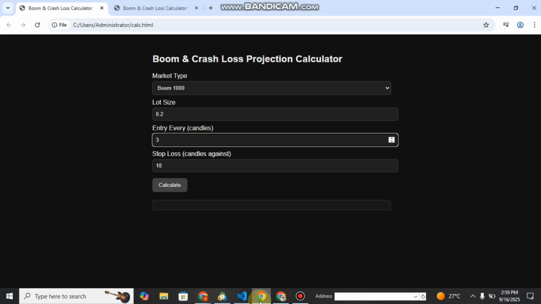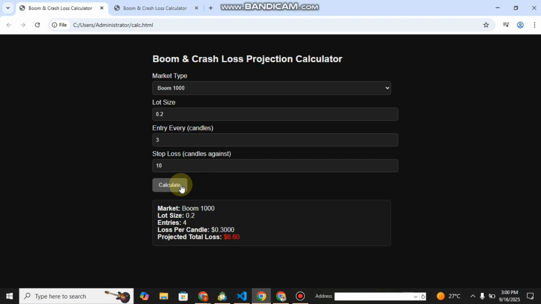So let's say it's 0.2. After every 3 candles, I'm adding a position, and the stop loss is 10. And then I calculate how much money I will have lost. I will have lost $6.